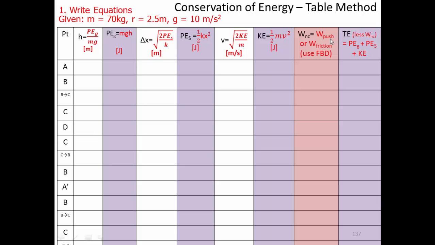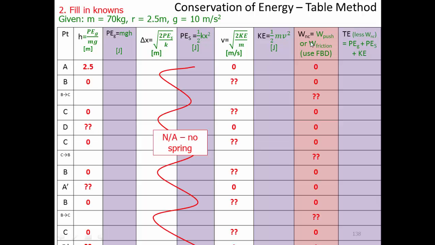But I can have an external force, like a rocket or a dog pulling us, that adds energy to the system as well. So I could have a positive or negative line item for work non-conservative. Next step, we'll fill in our knowns.